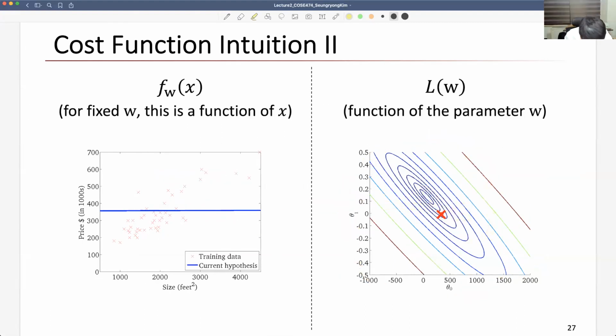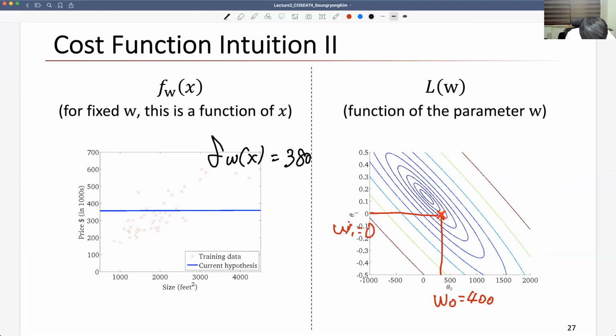So when you think about another value, W0 might be 100, or W1 is equal to 0, then the cost function looks like, in this case, 180.